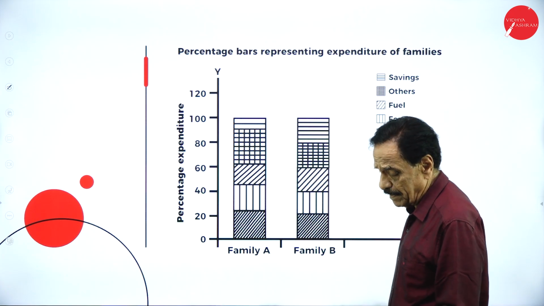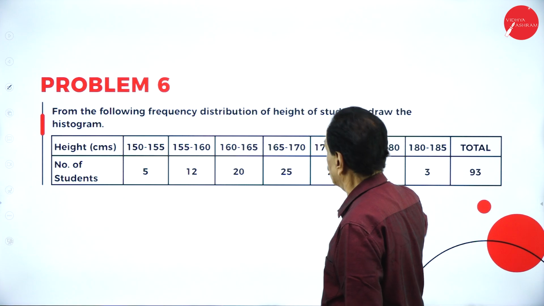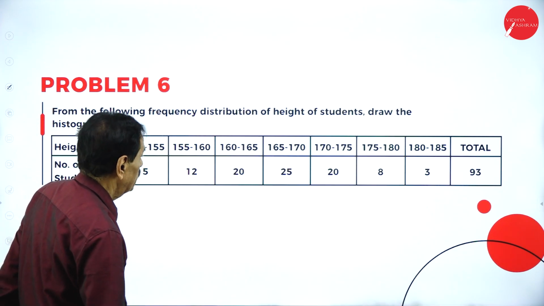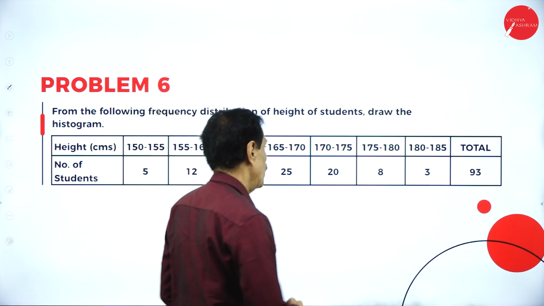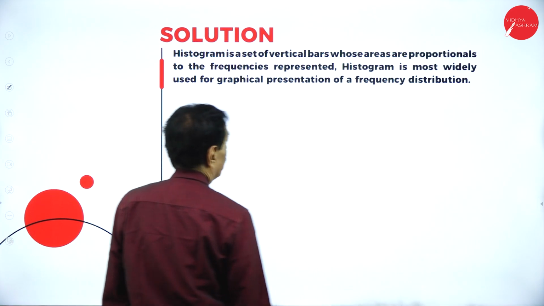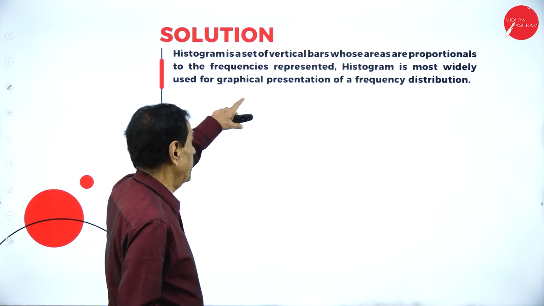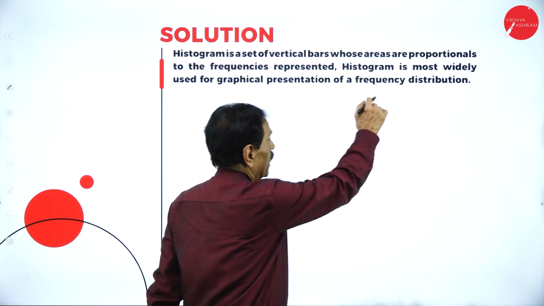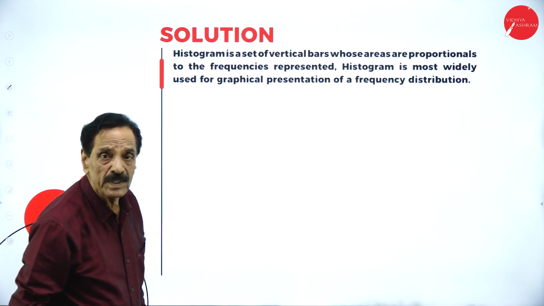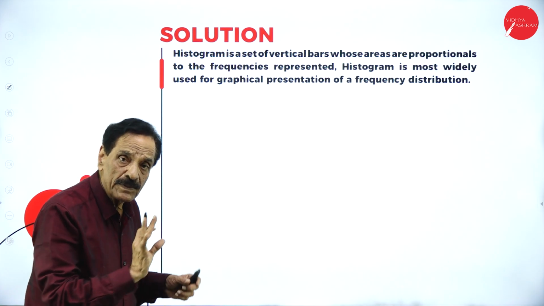Family A, family B. We'll move on to the next one. From the following frequency distribution of height of students, draw the histogram. So frequency and others have been formulated. Here you have to follow the histogram. A histogram is a set of vertical bars whose areas are proportional to the frequency represented. Histogram is most widely used for graphical presentation of frequency distribution. So a frequency histogram is used for frequency distribution.